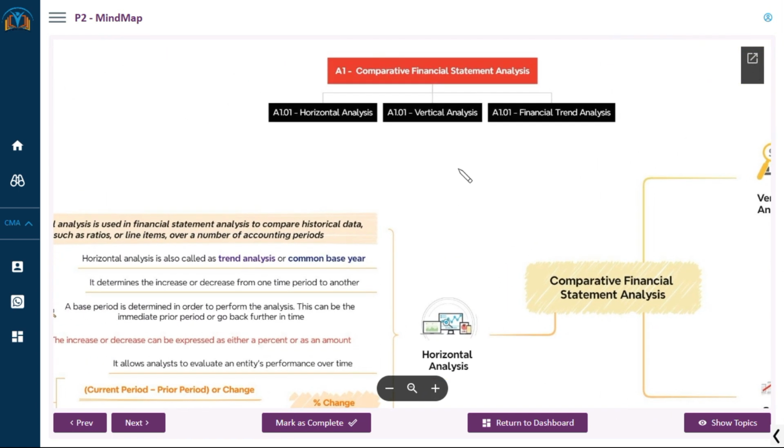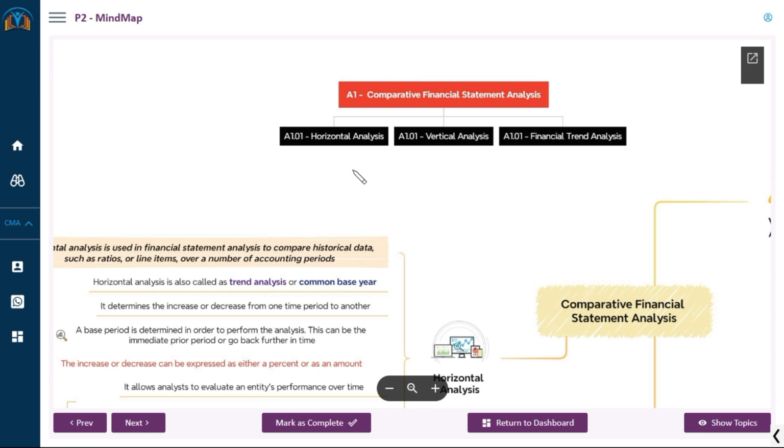In comparative financial statements analysis, we are going to study the horizontal analysis, the vertical analysis, and financial trend analysis. And there is another topic, growth rates, that we'll also cover under comparative financial statement analysis. Financial trend analysis is nothing but the horizontal analysis and vertical analysis.